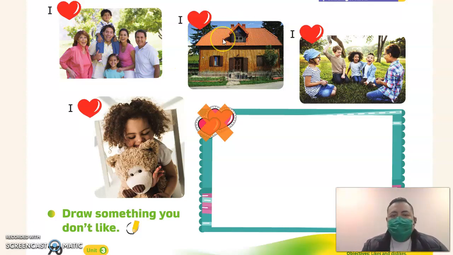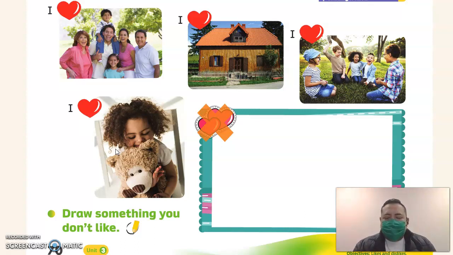Okay, next. Uy, it's a house. I love my house. Look at this one. I love my friends. And the last one, I love my toy. ¿Ok? Ese juguete, el que más les guste, me lo pueden mostrar, me pueden mandar alguna fotografía de él. I love my toy. ¿Ok?